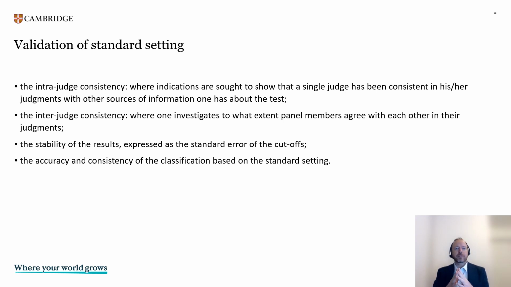Okay, you then need to look at what's called Inter-Judge Consistency. So the intra was one person against himself or herself. The inter is one person against another. And this is where you investigate whether they agree with each other in their judgments. And again, that's also very important. What to do with those outcomes? Well, that depends on the outcome, doesn't it?